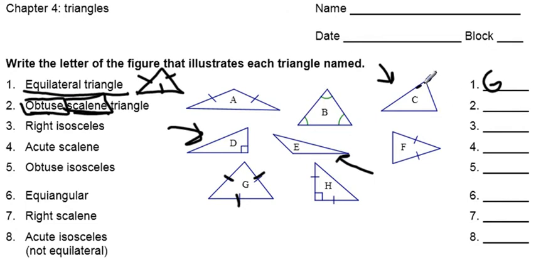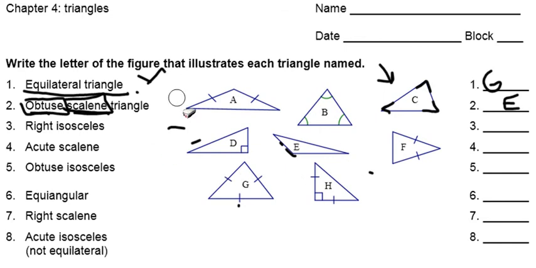This one, all the angles look like they're pretty small, less than 90. So it's not obtuse. But this one here, this angle is clearly greater than 90 and none of the sides are marked. So it's going to be E, obtuse scaling.